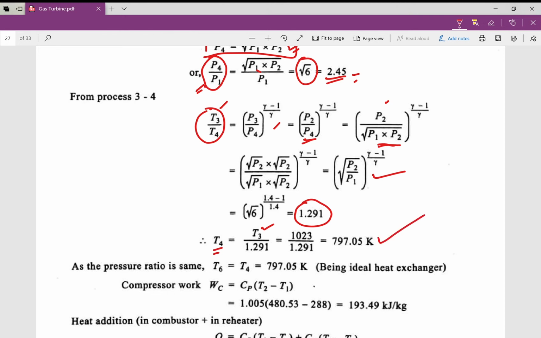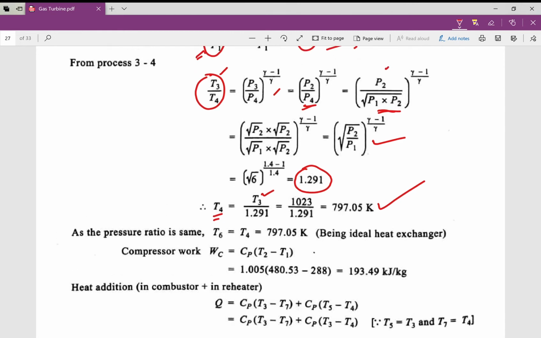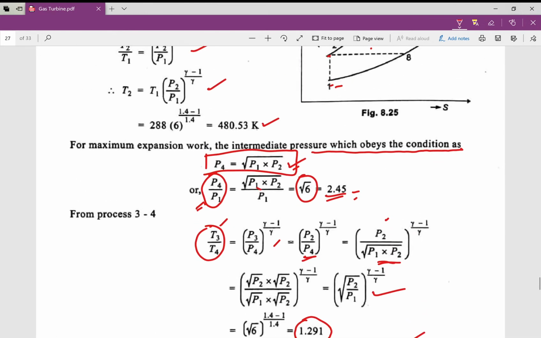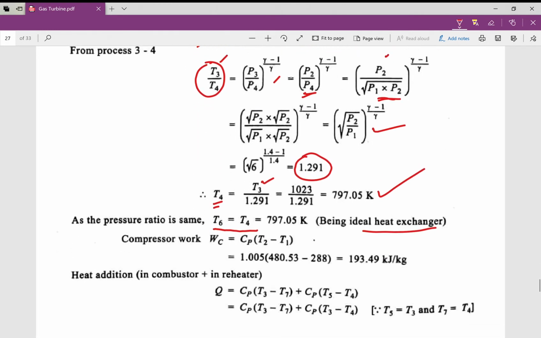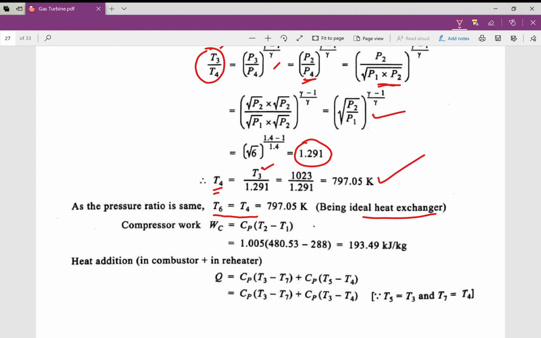Right. Now here students, as the pressure ratio is the same, T6 is equal to T4, this being an ideal heat exchanger. So look at here, being an ideal heat exchanger over here, this temperature remains the same. T6 is equal to T4, this value. Right. Now compressor work is already known to us, to calculate.